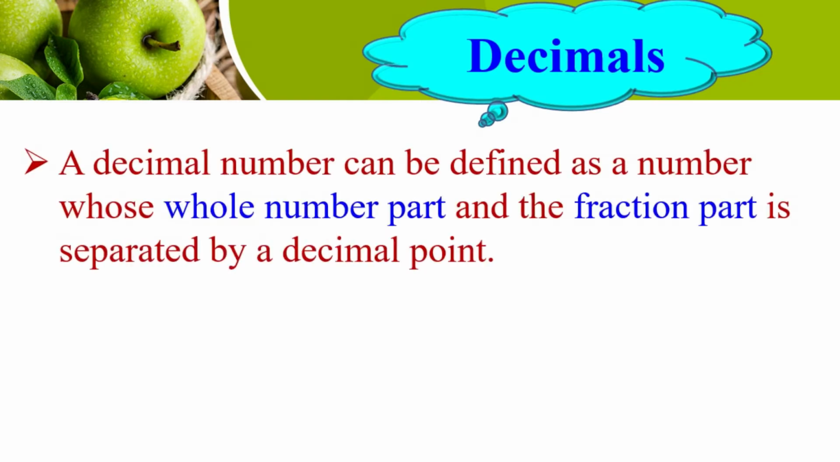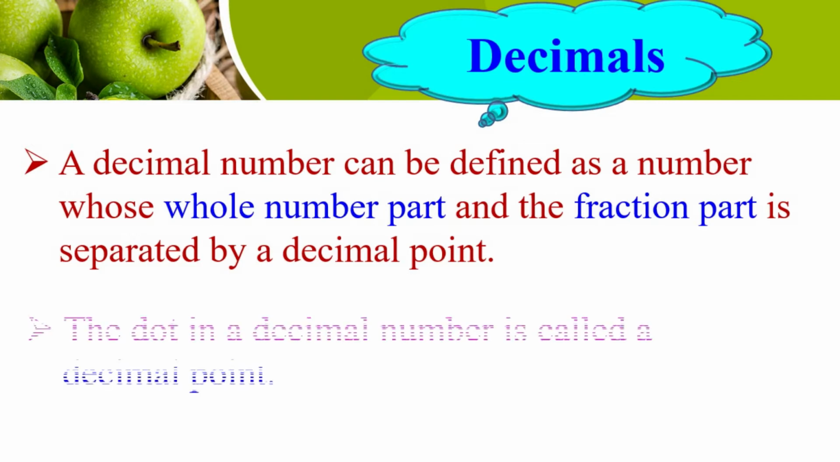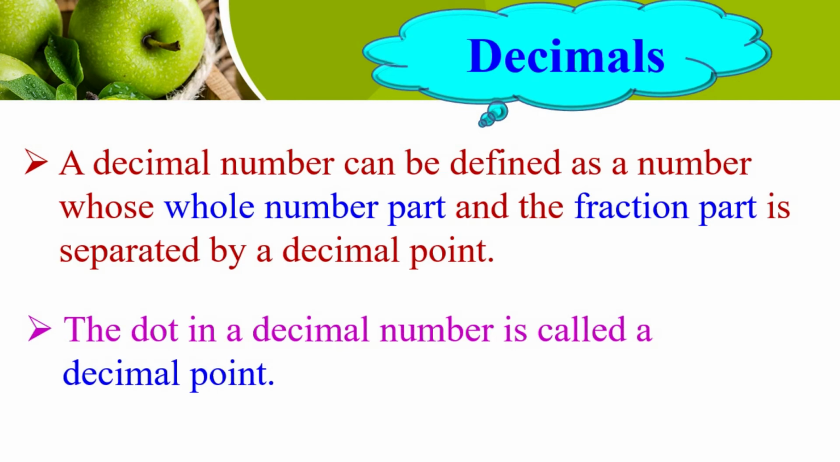Let's see decimals. First, we should know the definition of decimals. A decimal number can be defined as a number whose whole number part and fraction part are separated by a decimal point. The dot in a decimal number is called a decimal point. Decimals have a whole number part and a fraction part. How do we identify a decimal? The whole number part and fraction part are on either side of the given dot, that is the decimal point.